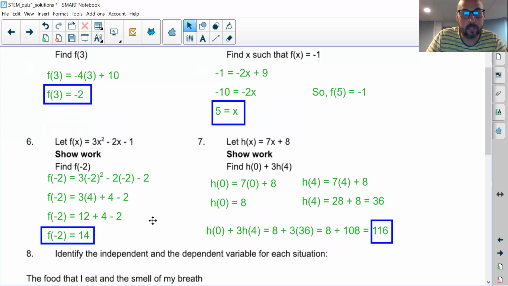And finally, number 7: h(x) = 7x + 8. What is h(0) + 3 times h(4)?